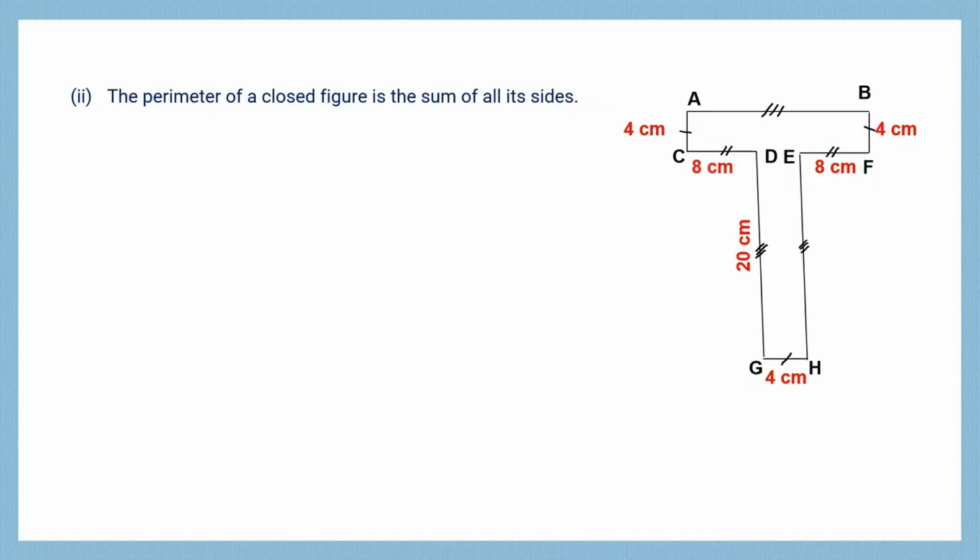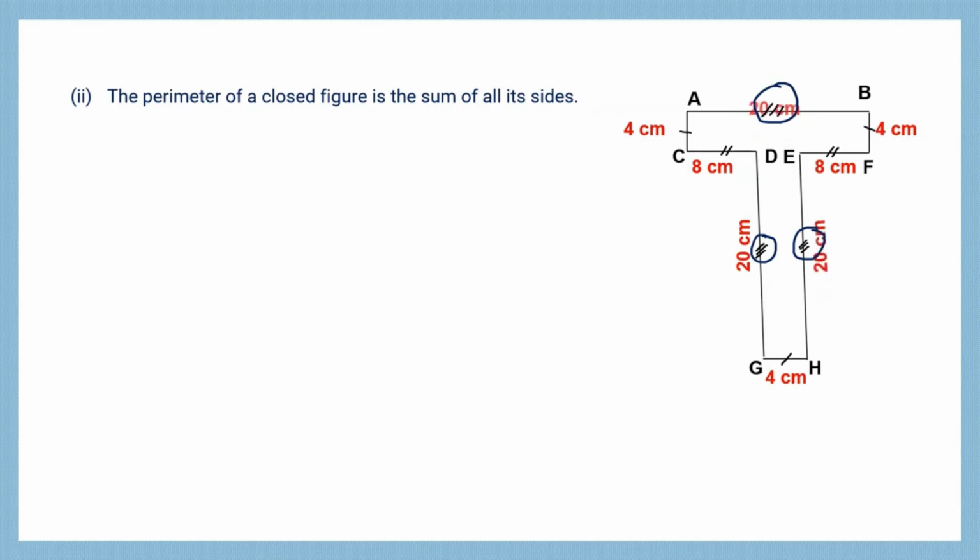Now look out for the sides that have three lines. AB has three lines, as you can see. Then EH has three lines and DG also has three lines. Now DG is given as 20 centimeters. That means the other two sides also will have 20 centimeters. So let's write that.